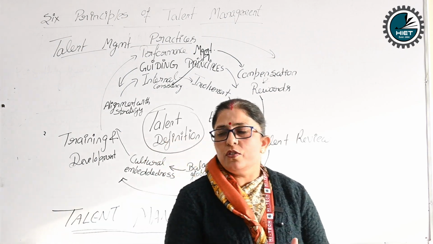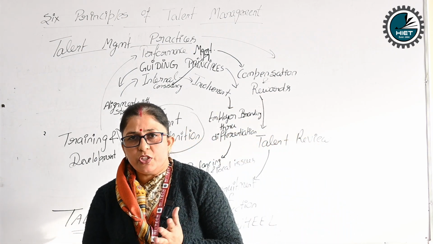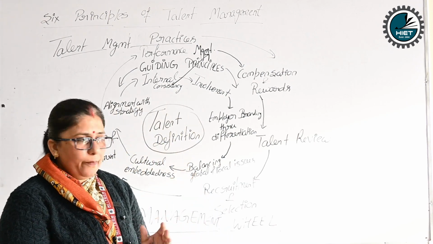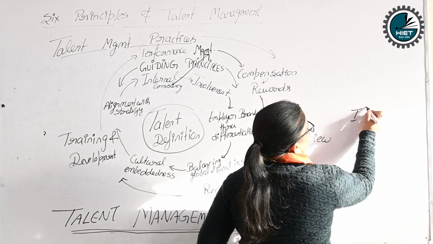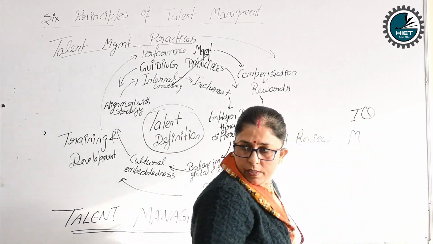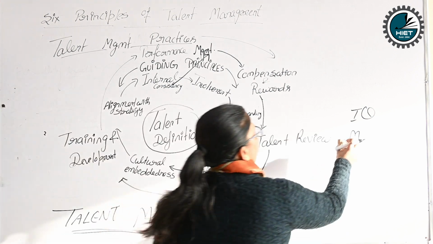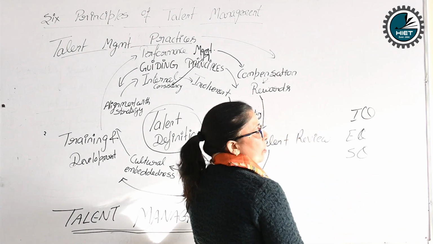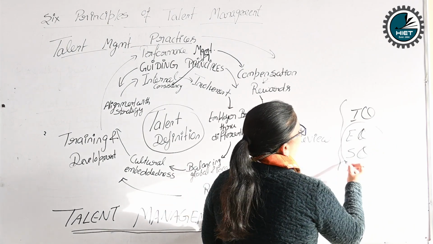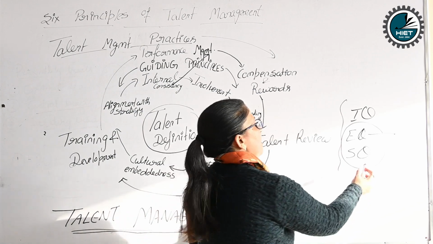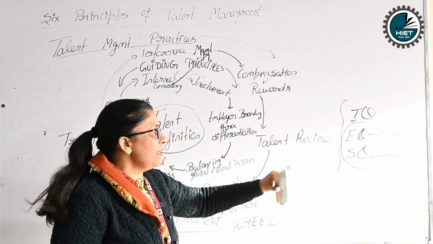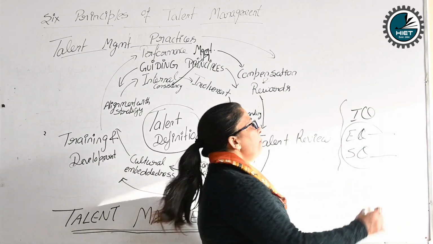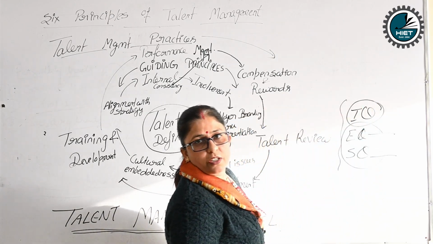Now, there are 3 kinds of quotient: emotional quotient, intellectual quotient, and spiritual quotient. Out of these three, emotional quotient and spiritual quotient remain the same for the whole life of a person, but intellectual quotient gets changed every time.